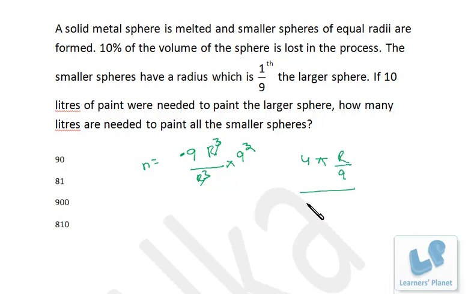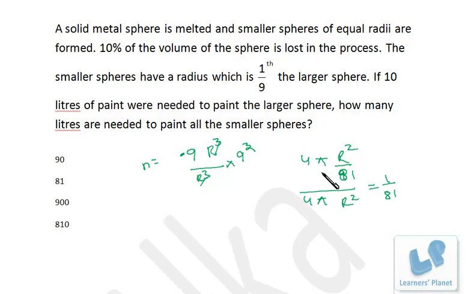And the larger one will be having 4 pi r square by 81, and this is r square, right? So what is the ratio? That's 1 upon 81. That means the larger sphere has a surface area 81 times the smaller sphere, if we compare with just one small sphere.